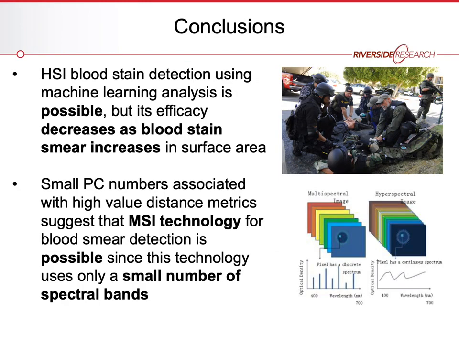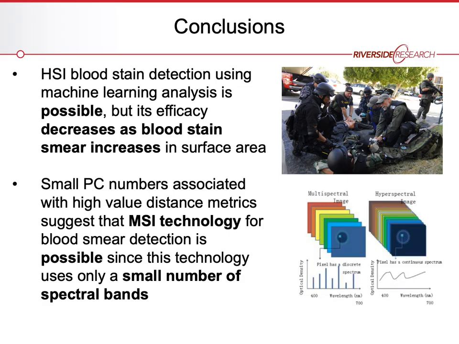So in conclusion, what we've learned from the distance metrics is that HSI blood stain detection using machine learning analysis is possible, but its efficacy decreases as blood stain smear increases in surface area. It makes sense. If a soldier or a law enforcement person, whether he's part of SWAT or whatever agency, is wounded, as the person rolls, if he has a wound on his uniform, as the person rolls and increases the blood smear, the ability to detect it on the uniform gets smaller.